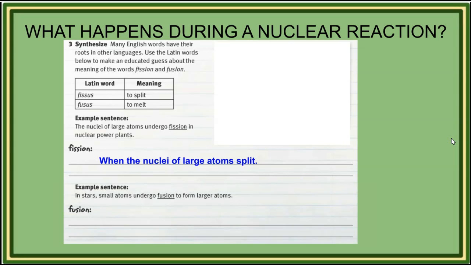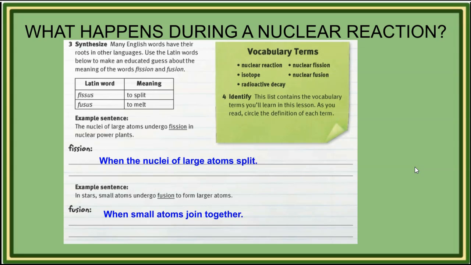How about fusion? The example sentence: in stars, small atoms undergo fusion to form larger atoms. And physis means to melt. So fusion might mean when small atoms join together. Our vocabulary words are listed in number 4: nuclear reaction, nuclear fission, isotope, nuclear fusion, and radioactive decay. You can use any method you want to keep track of your vocabulary this unit. Maybe do another set of Google Slides, or you could do some Quizlet slides for your vocabulary, or just write them down on paper.